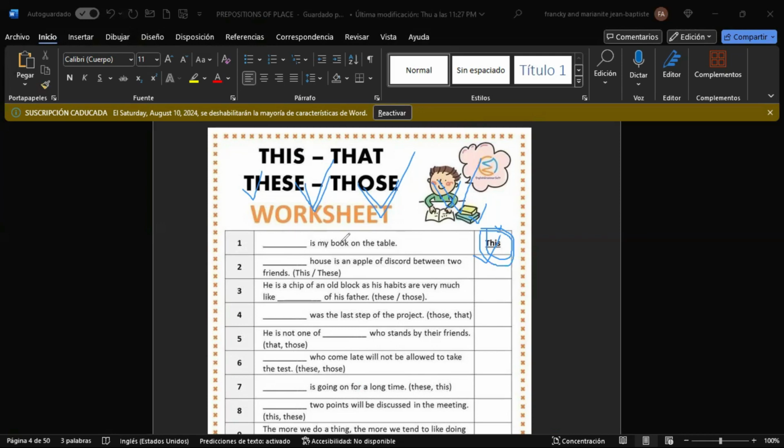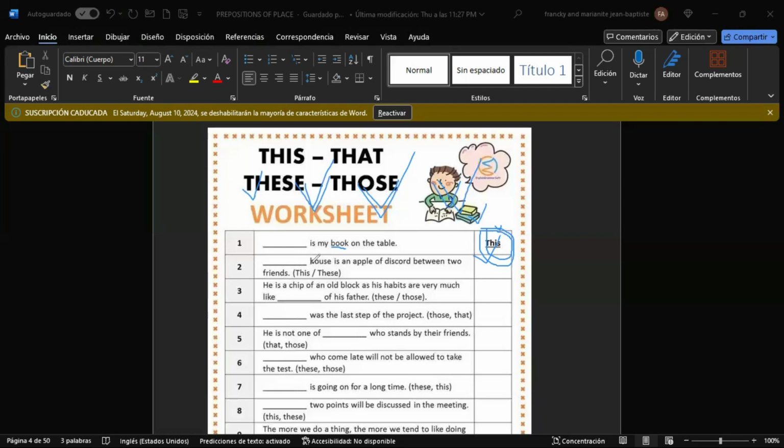Let me check the noun. The noun is book. The book, you see, they write it down without S. The book is not plural, it's singular. For this reason, they say this. Do you understand? Yes. Correct. Let's go for the second sentence.